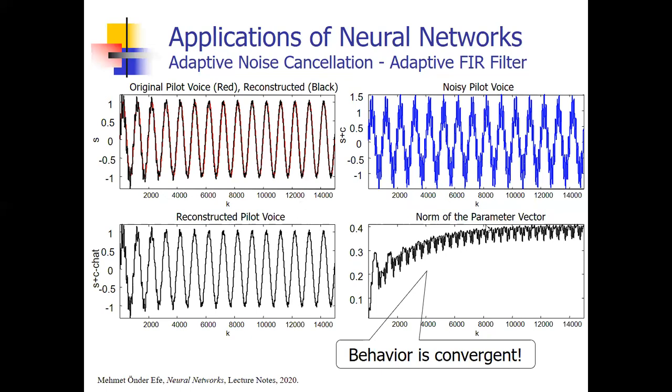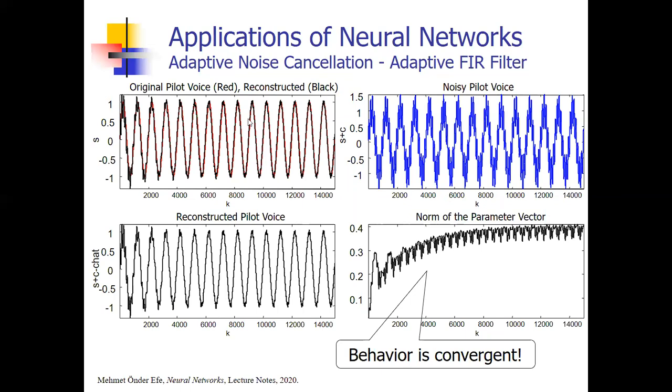And the norm of the parameter vector means that you take the squares of the filter parameters, add them up, and then take the square root of it. If it is convergent, yes, this filter is kind of a reliable filter. You can safely use it. The parameters are not going to infinity.